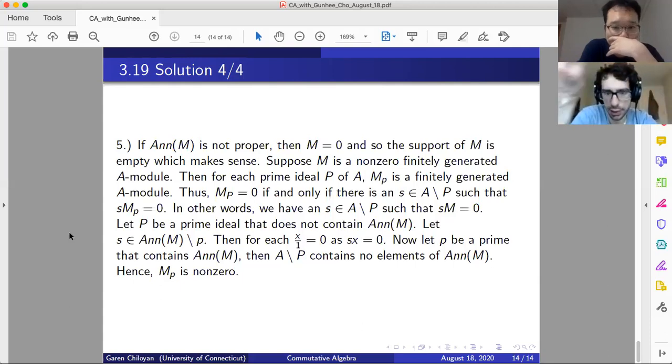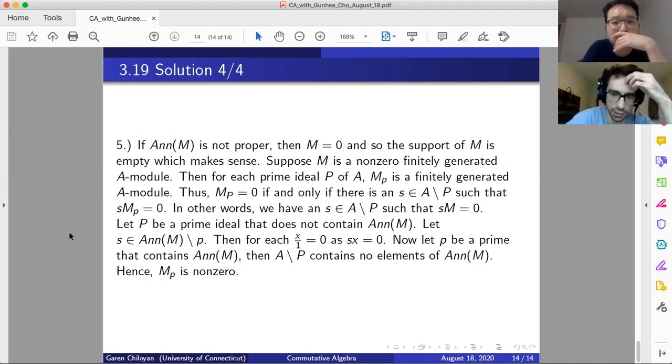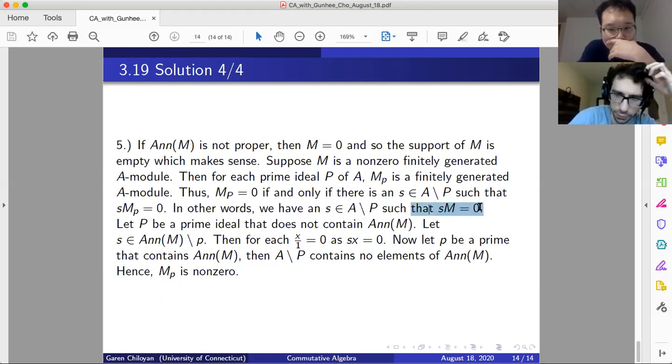So otherwise, let's say M is a non-zero finitely generated A module. That means for each prime ideal P of A, M sub P is a finitely generated A module. So that means M sub P is 0 if and only if there is an S in A, but not in P, such that S kills everything, not just one element of M sub P. It has to kill everything. But that means there has to be an S in A, not in P, that kills all of M, not just M localized at P. So this part is strongest. This is the strongest part, right here.